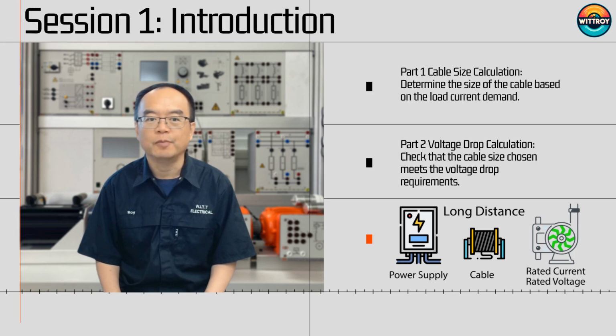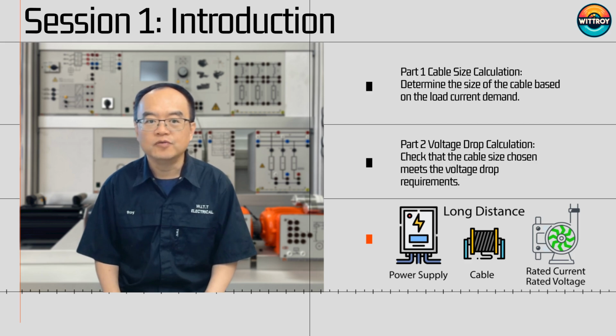For example, if a pump is installed 30 meters away from the power supply point and the voltage drops to 210 volts, the pump is not safe to power on as the supply voltage is far below its rated voltage of 230 volts. Voltage drop calculation ensures that the cables we use in electrical installations are sized correctly to handle the current demand and maintain the voltage drop along the cable within acceptable limits.